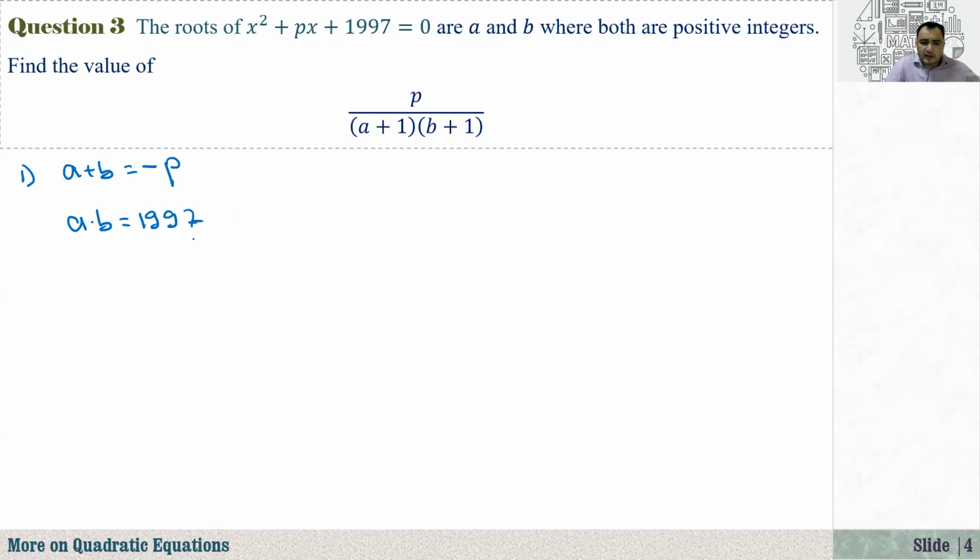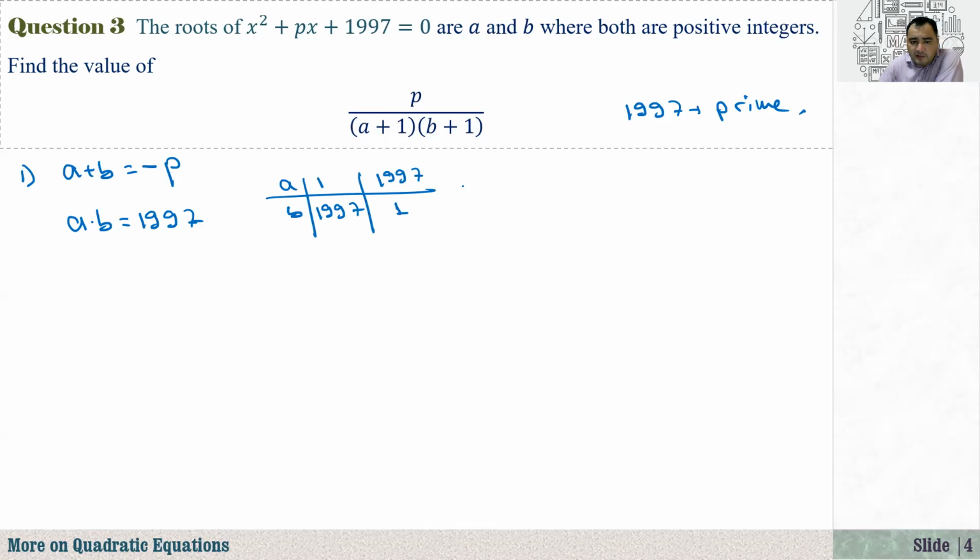And this 1997 that we just wrote here is a prime number. So that means, what are the possible values of a and b? Since both are positive integers, the possible values of a: if a is equal to 1, b should be equal to 1997. If b is equal to 1997, then a should be equal to 1.